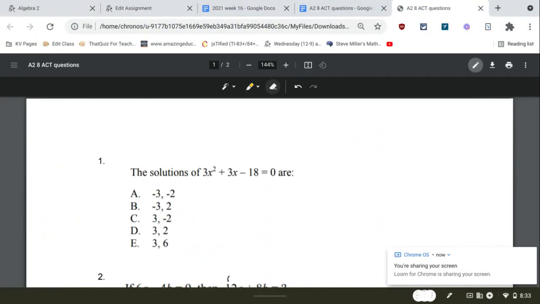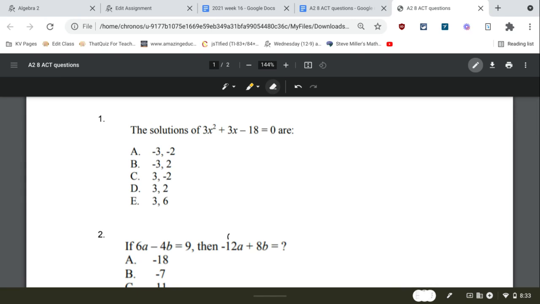All right, so we're going to do some ACT style questions here. The first one is just a quadratic equation. If you are completely stuck on how to solve it, what you could do is take a look at the answer choices and start plugging them in for x to see if you get 0 out of the equation. Plug in 2 for x and see if that gives you 0. Plug in 3 for x and see if that gives you 0. That's one way that you could solve that.